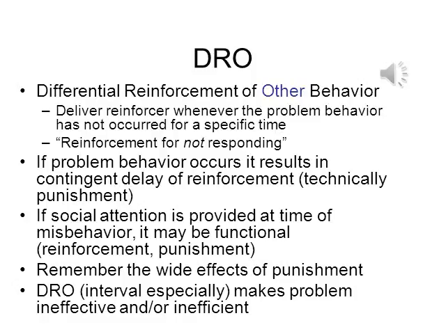So thinking about what it does, interval DRO especially makes problem behavior ineffective. If you exhibit a problem behavior, you're not going to get reinforcers. In fact, you're going to delay reinforcement. Or inefficient, the momentary DRO, by providing more reinforcers when you're not misbehaving than when you are. So still thinking about whether these make problem behavior ineffective, inefficient, or irrelevant: momentary DRO certainly makes it inefficient. Interval DRO makes it ineffective because it contingently delays reinforcer delivery.